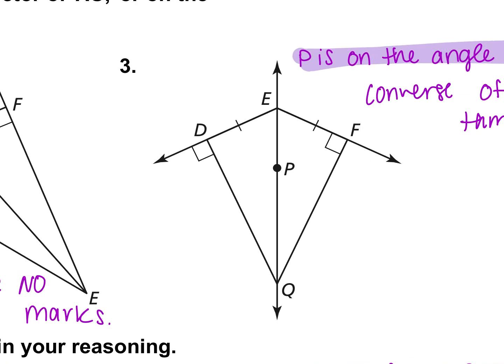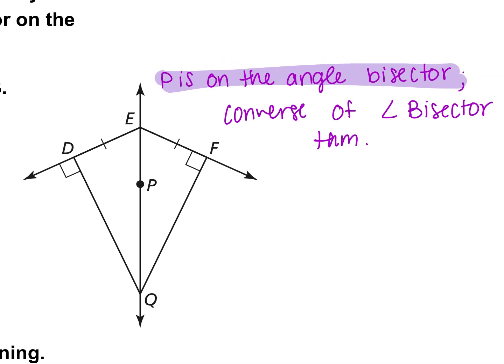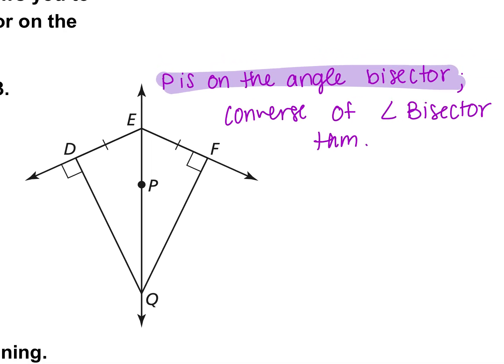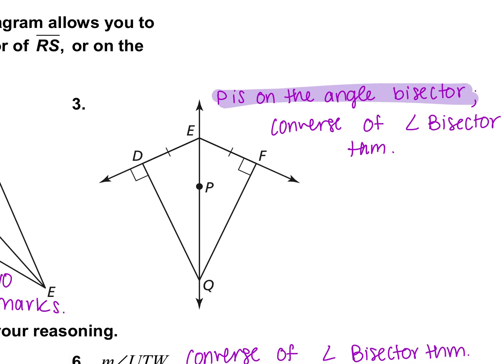And then for number 3, the last one, P is on the angle bisector. How can I tell? Because these segments right here are going to be congruent, which means my angles are also congruent. So this is the converse of the angle bisector theorem, and this one was yes. Okay, I can tell that P is on an angle bisector.